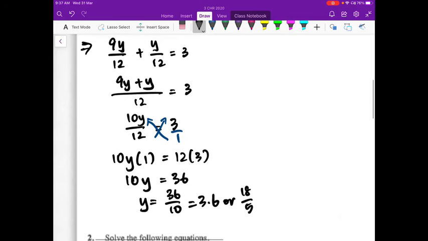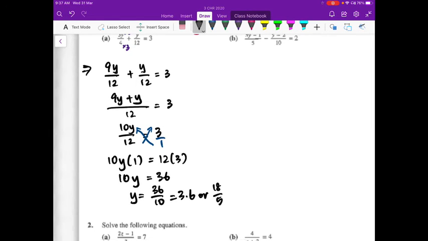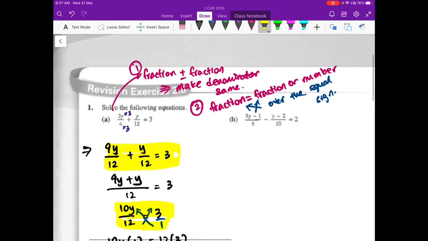Okay, so this is our first question. Actually, there are some steps that we can skip. I'll just highlight the essential steps, what you need to show. You need to show this step, this step, this step, and this. This is enough. You didn't need to write down every single thing. So this is an application of the 2 pointers that I gave at the top. Fraction plus fraction, make denominator the same. Fraction equal fraction or a number, cross multiply.